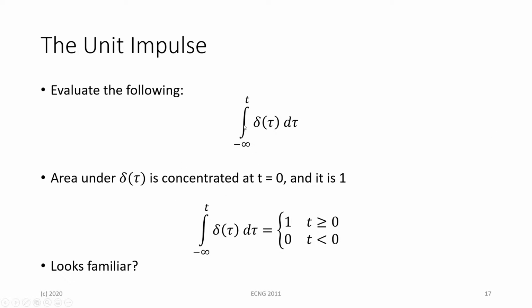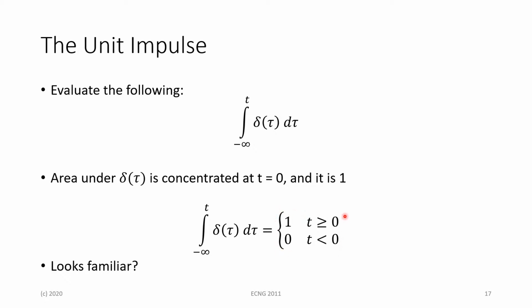So if we try to evaluate the following here, where we integrate the unit impulse, we know that the property of the unit impulse is that the area is concentrated at t equals 0 and it's going to be 1. That means if we integrate the unit impulse with respect to t from negative infinity, we get a result of 1 for t more than or equal to 0, and a result of 0 for t less than 0.